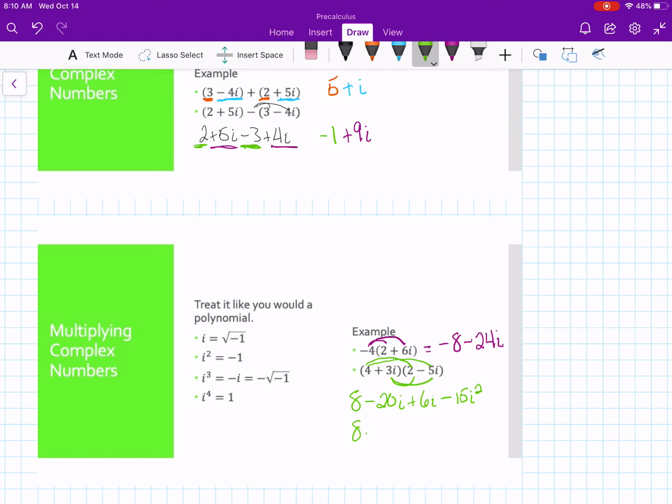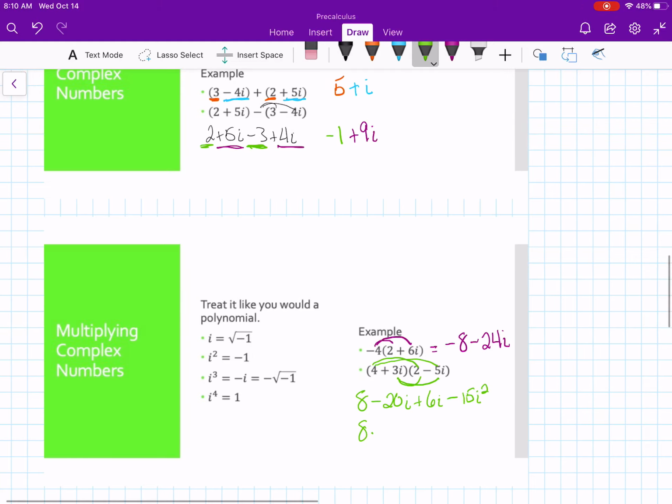So we have 8, and then -20i plus 6i is -14i. And i squared is -1, we know, which makes this 8 minus 14i plus 15, which we can simplify to be 23 minus 14i. So when you have a FOIL one like this, make sure that this i squared term gets simplified by using i squared equal to -1.